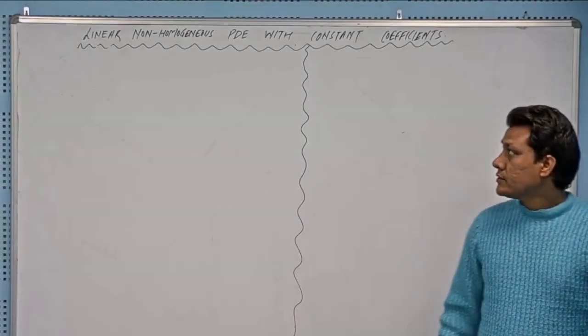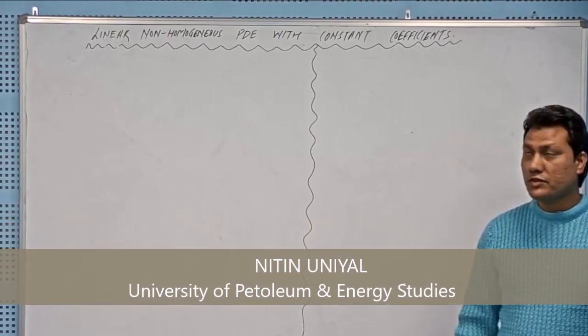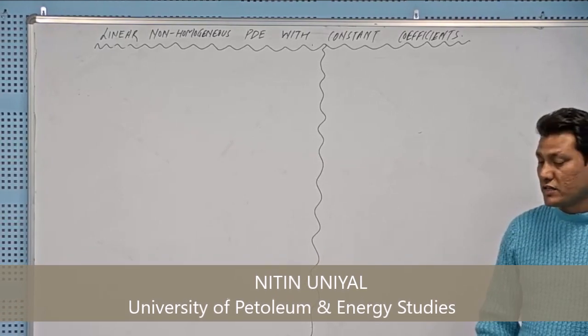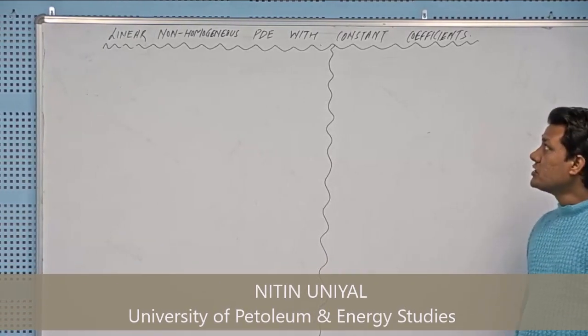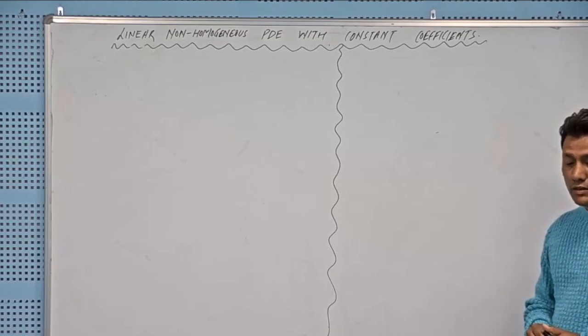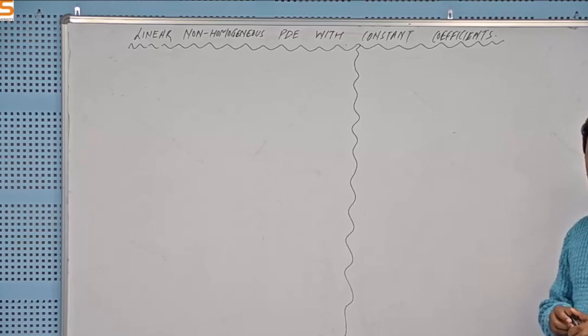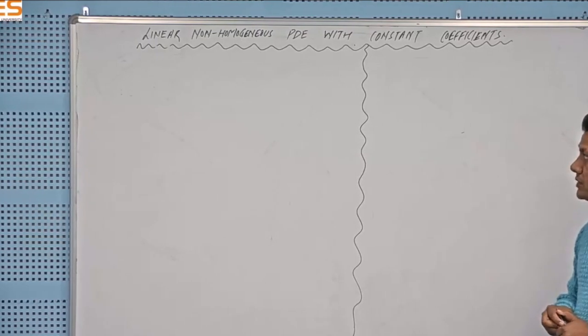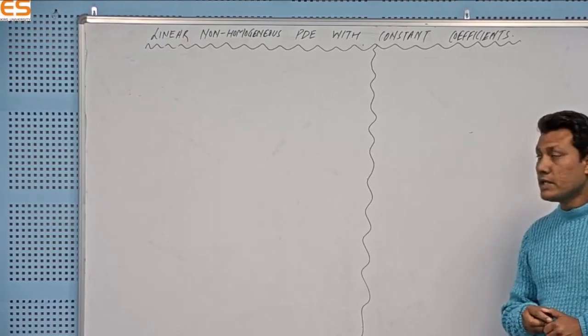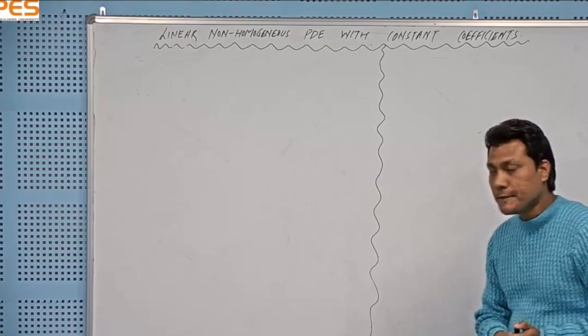So the topic of today's video will be the same, continuing from the last video. That is linear non-homogeneous PDE with constant coefficient. In the last video, we solved this equation when the right hand side was considered as 0. This time, we will be solving the questions when the right hand side is non-zero, right?